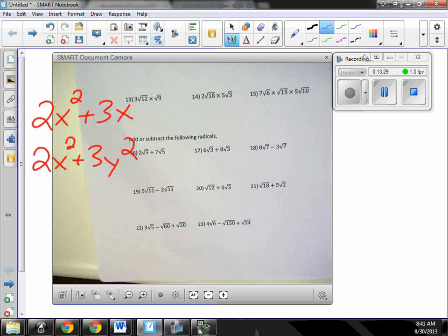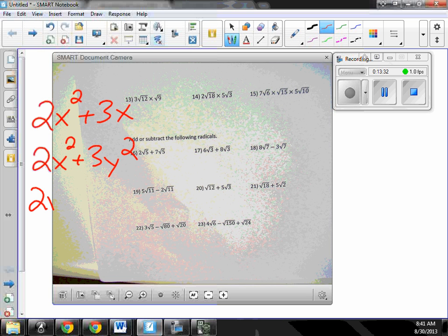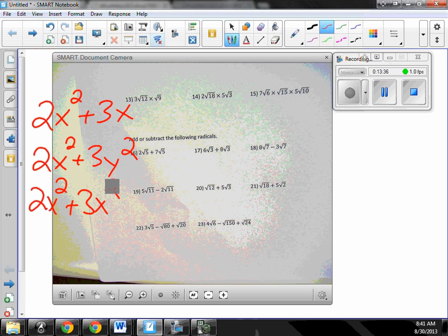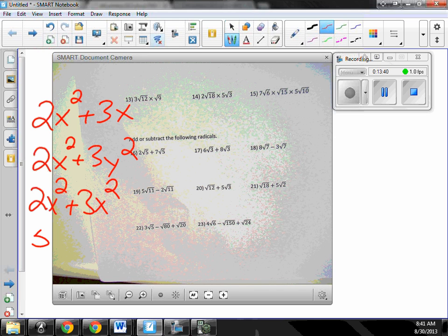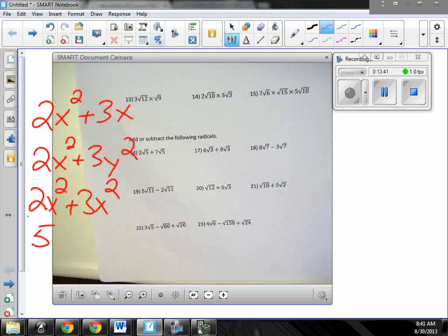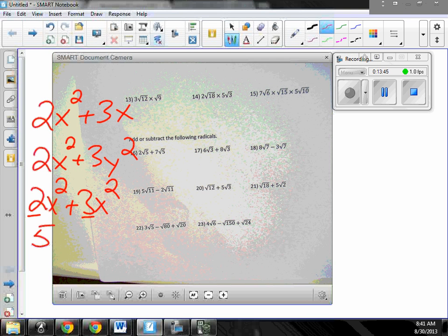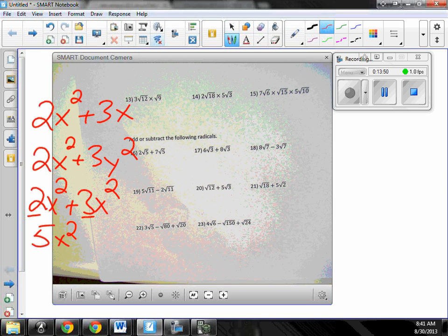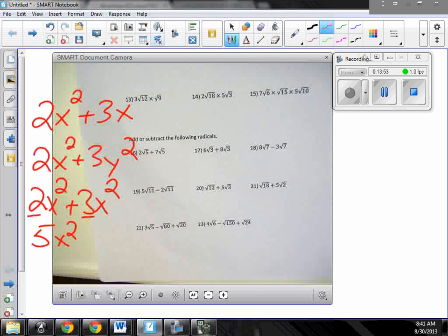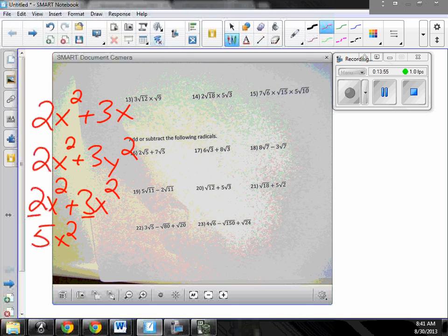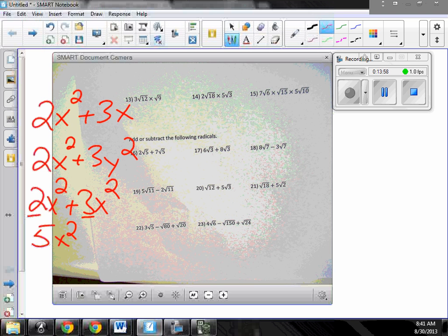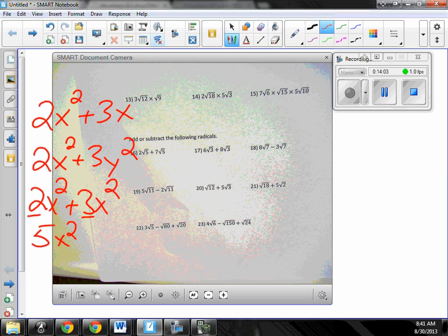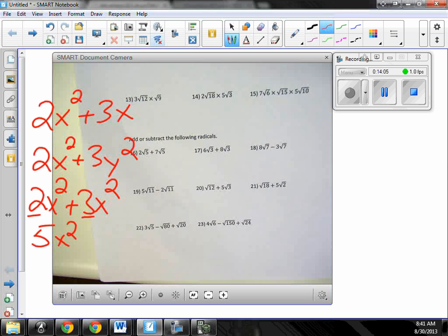So in order to add variables together, I would have to have 2x squared plus 3x squared. What do I get there? 5. So I added my 2 and my 3. And it's still x squared. How come? Addition doesn't change the variable. It just changes how many of them you have. I had a pair of x squareds and a triple of x squareds. Now I have 5 x squareds. If you add 4 apples and 4 apples, you don't get 8 of something different. They're still apples.